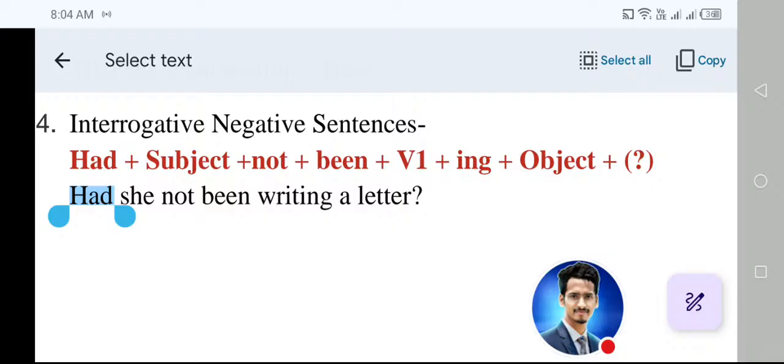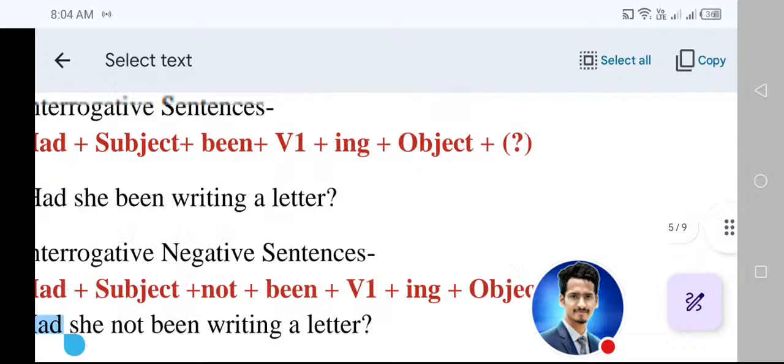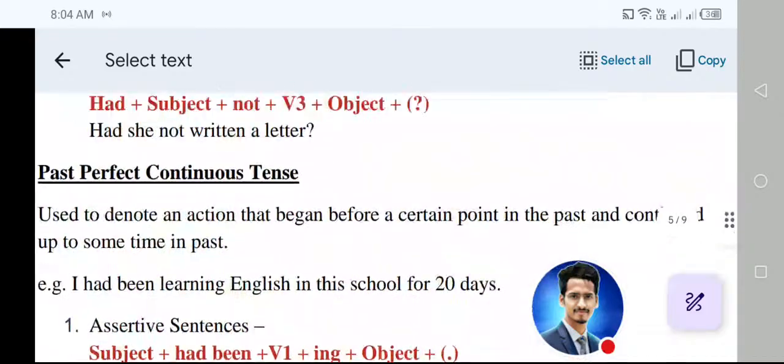And if the sentence is not interrogative, then I can make it very simply negative. She had not been writing a letter. So this is very easy, you know. So we just finished past tense.